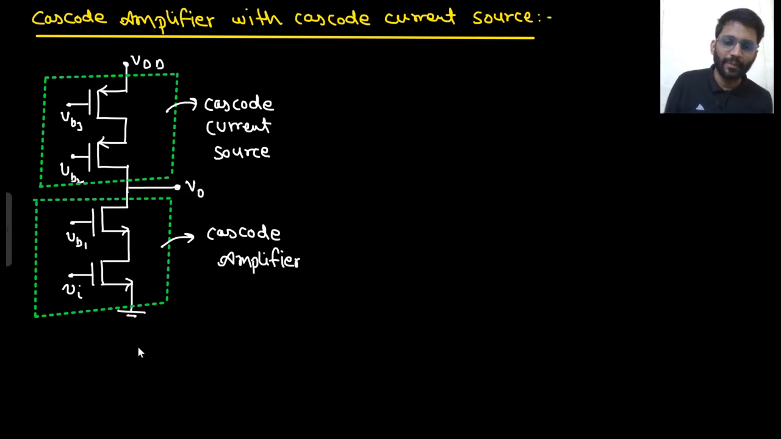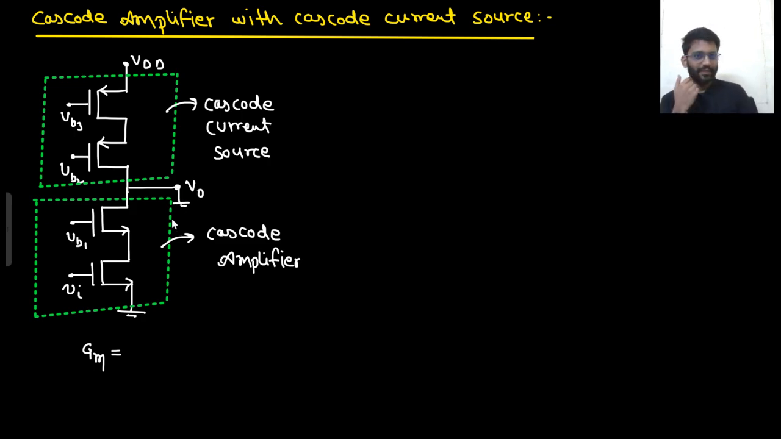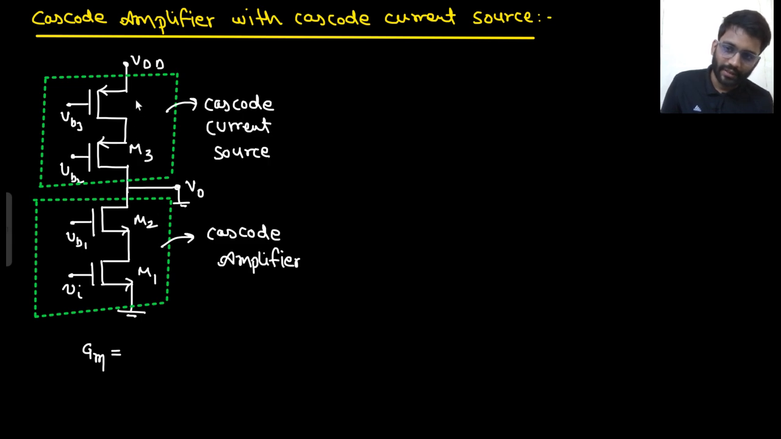What will be your approximated GM here? Where is the input? Here is the input. The current would be GM V in. You are shorting the output, right? So approximately it will be GM1. Let's call this one M1, this one M2, this one M3, and this one M4. So approximately the GM would be minus GM1.